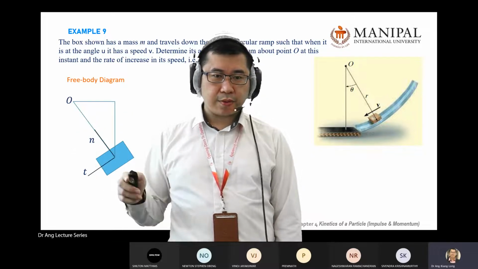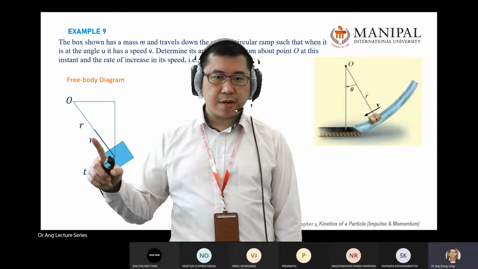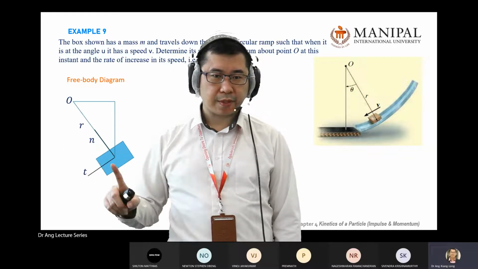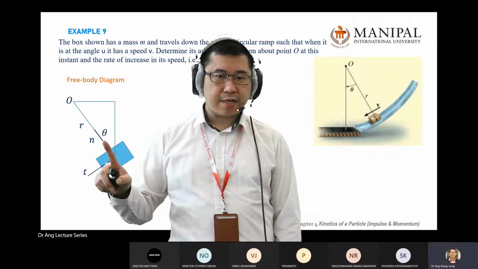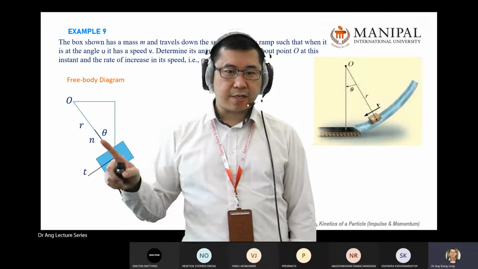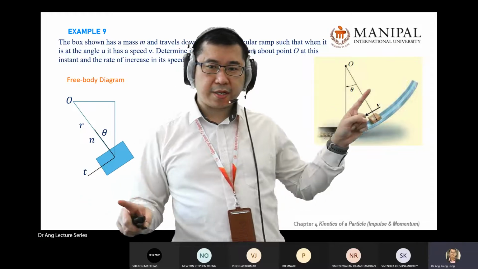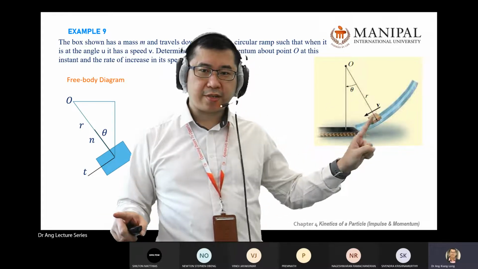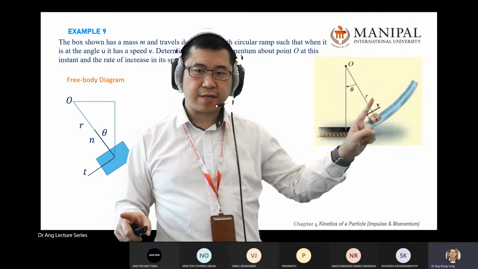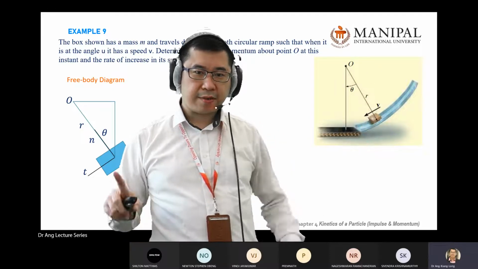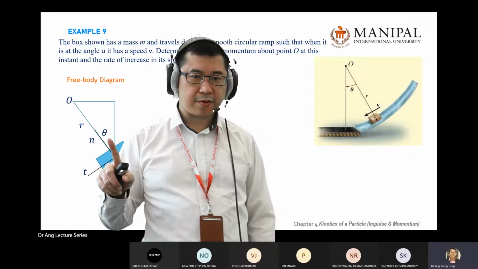O, R, and then the angle. This angle is the same as here. I just draw another triangle over here. It's the same triangle. Theta is from here to here.